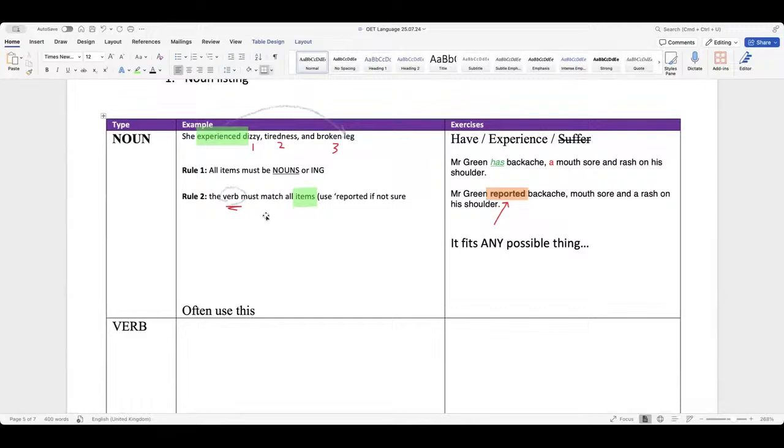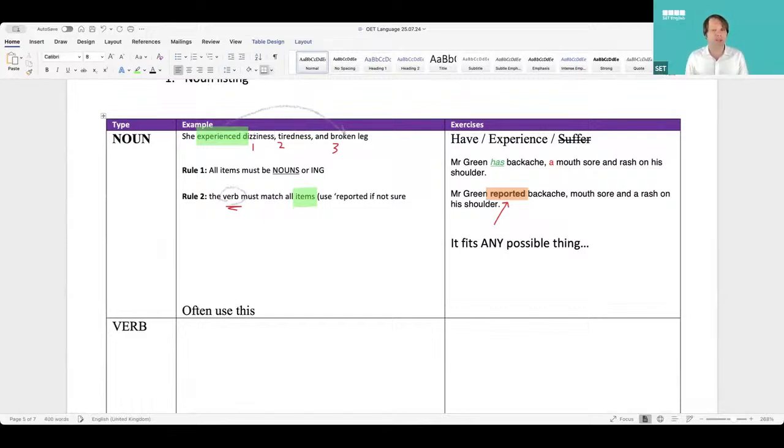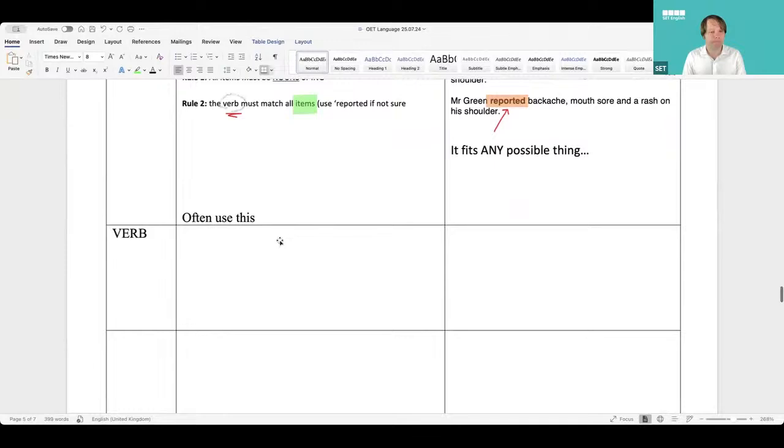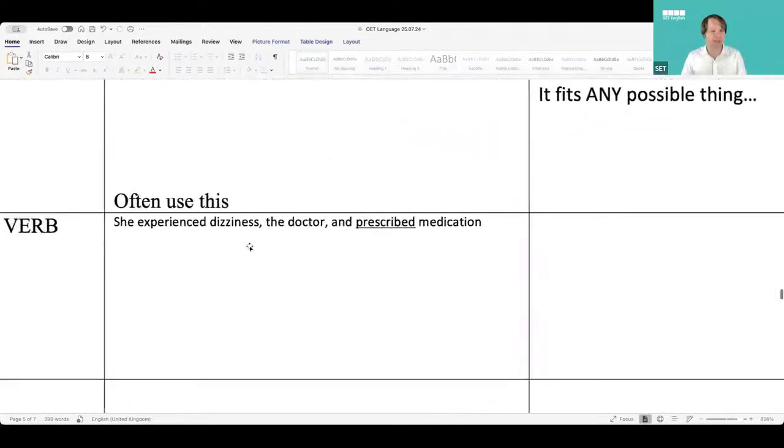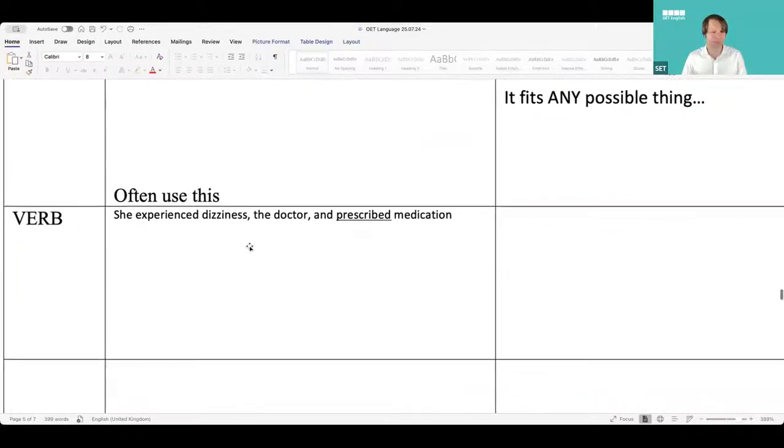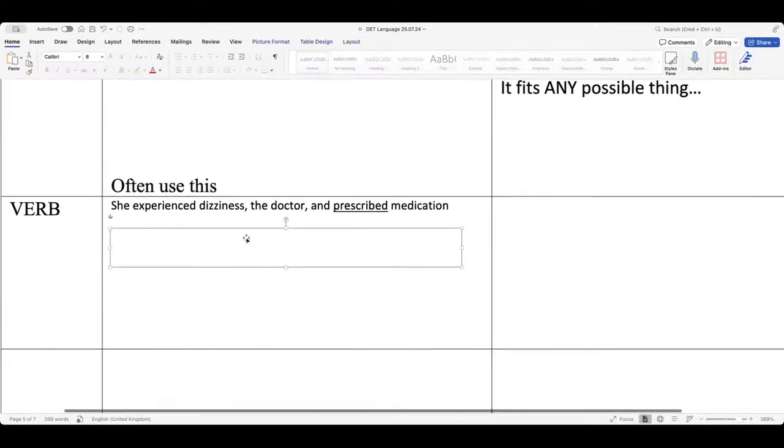So look, here I'm listing nouns: dizziness, tiredness, broken leg, vomiting, all nouns, okay? But I want to look at another example. And I'm going to ask Jello or Suksha. Can you say hello, Suksha? Hello. Jello, can you read that sentence? What does it say? She experienced dizziness, the doctor and prescribed medication.